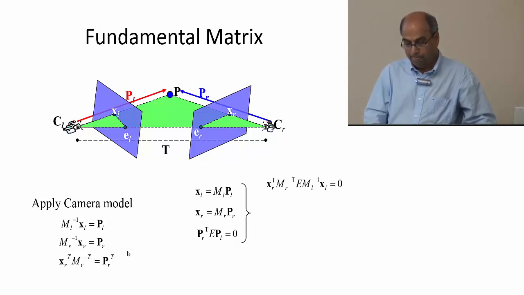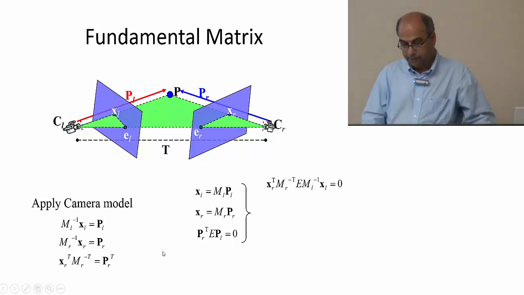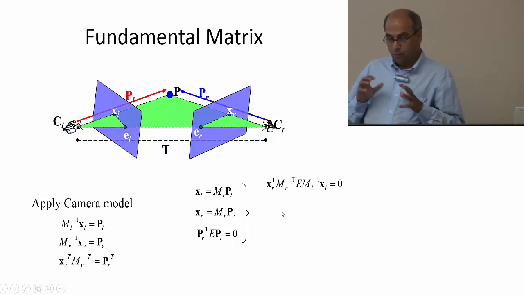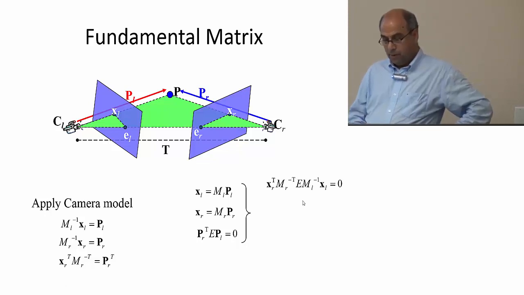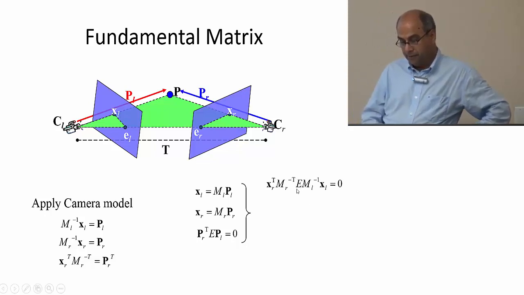So now we are going to simplify. PR transpose from here is XR transpose and MR inverse transposed, which we put here. And PL from here is ML inverse XL, which is here. So right now what we have are the image coordinates on the right and the image coordinates on the left of the same point, the essential matrix, and these are the camera matrices. Okay? Now, all these are 3x3 matrices. Remember, this was 3x3 because of the translation and rotation matrix, and the camera matrices are also 3x3.